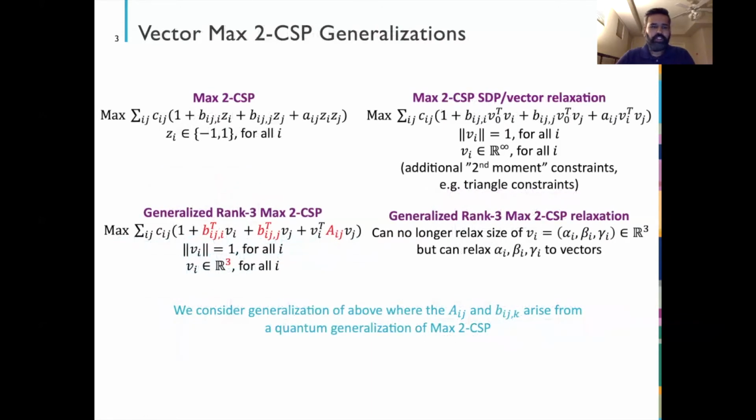So for 2 CSP, things are slightly more general. In the classical case, we have now linear terms. Most closely related to the problem we consider is this generalized rank 3 Max-2 CSP problem, where now, as before, we imagine we have 3-dimensional vectors living on each vertex, in place of each Boolean variable. And the objective is determined by 2 given vectors and a matrix. So these are linear parts, the quadratic part, and then everything else is the same. And what we do specifically is we look at instances of this problem where the A's and B's come from a quantum generalization of Max-2 CSP.